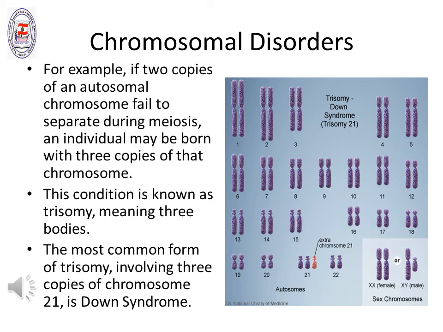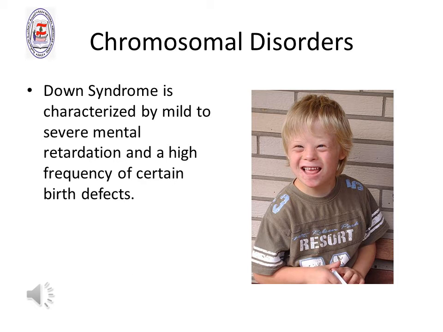The most common form of trisomy, involving 3 copies of chromosome 21, as you can see in the figure, is Down syndrome. Down syndrome is characterized by mild to severe mental retardation and a high frequency of certain birth defects.